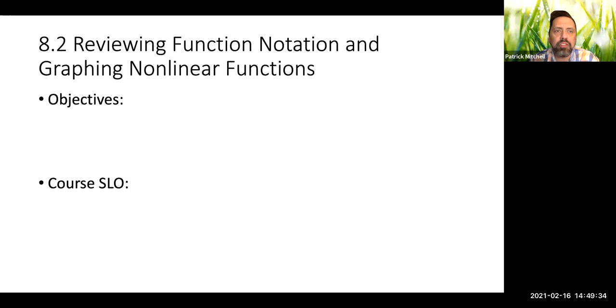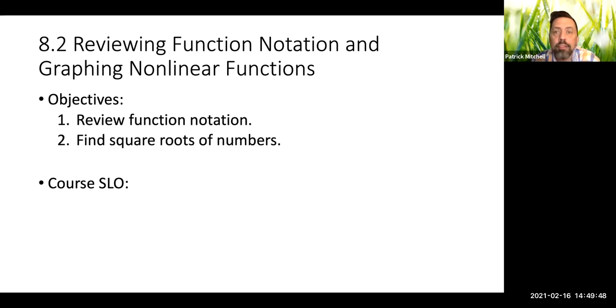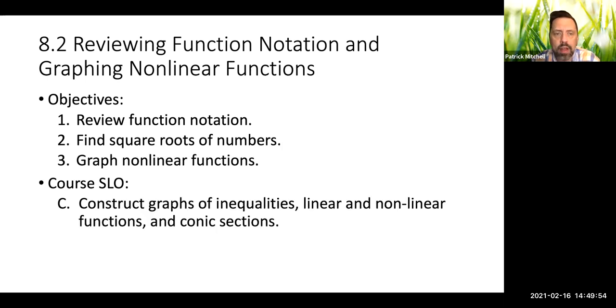We're continuing with Chapter 8 today, looking at Section 8.2 on reviewing function notation and graphing nonlinear functions. So the objectives in this section are to review function notation, find square roots of numbers, and graph nonlinear functions. And we're still on SLOC, construct graphs of inequalities, linear and nonlinear functions, and conic sections.